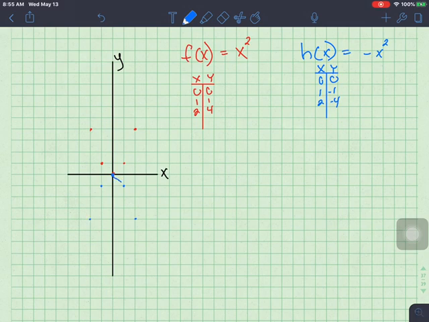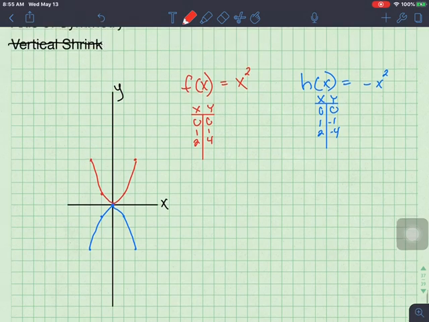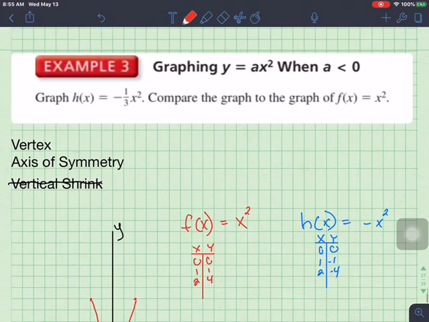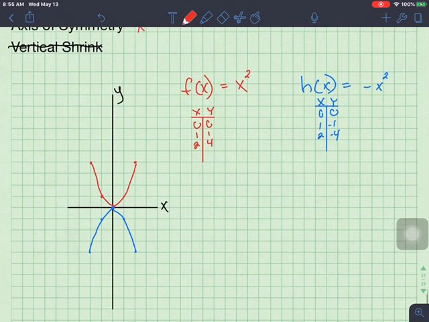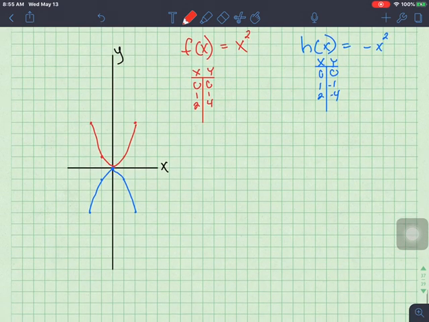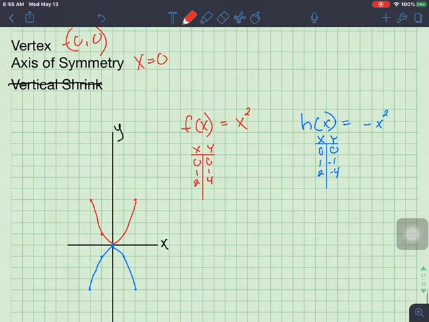And so again, they're really just a reflection of one another, aren't they? But that's what happens. It just flips it upside down when it's negative. It goes down, right? Because your outputs become negative, so they go below the x-axis. They have the same vertex, right? (0, 0) is the vertex. The axis of symmetry is x equals 0. But the effect of that a being a negative number, or less than 0, just flips it below the x-axis as compared to x squared.